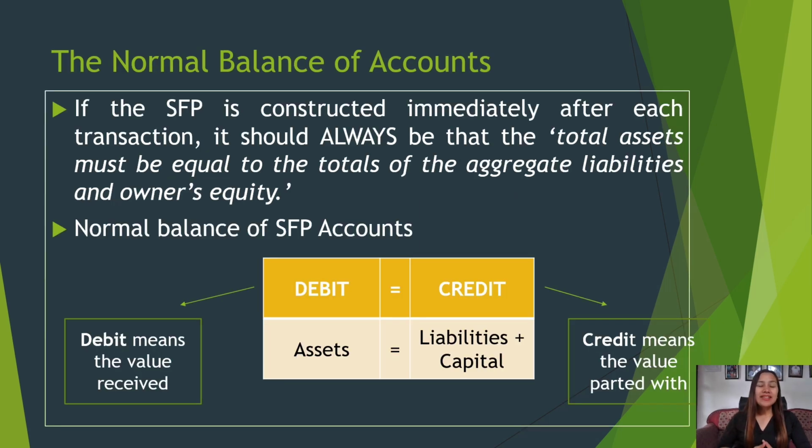Okay, let's start learning about the normal balance of accounts. If the statement of financial position is constructed immediately after its transaction, it should always be that the total assets must be equal to the total of the aggregate liabilities and owner's equity. So, it talks about the accounting equation that assets should always be equal to liabilities and owner's equity.